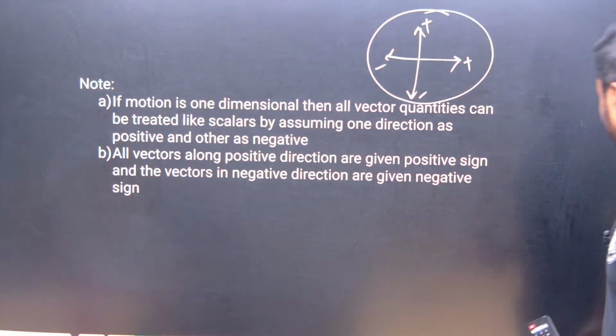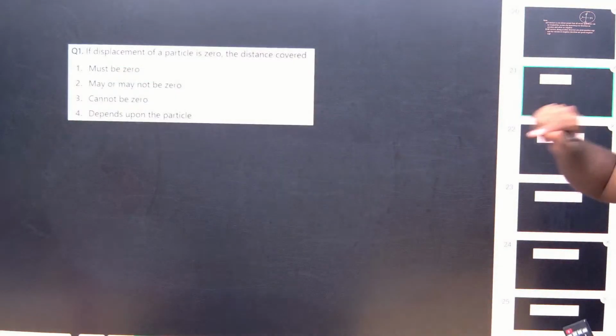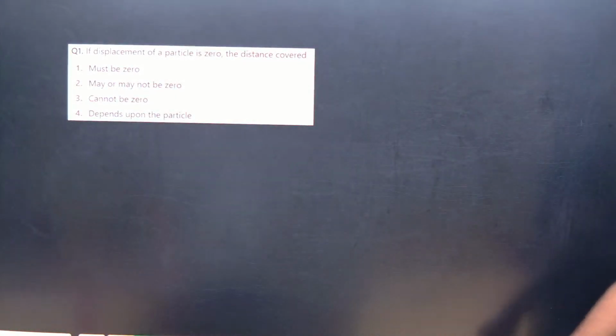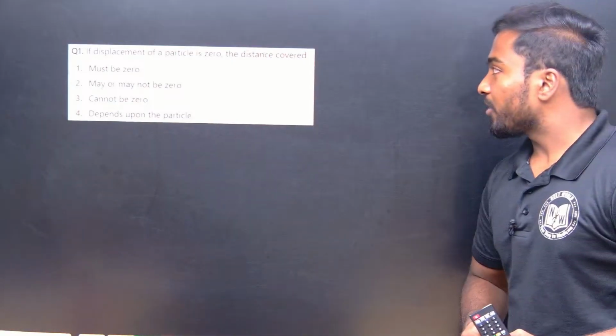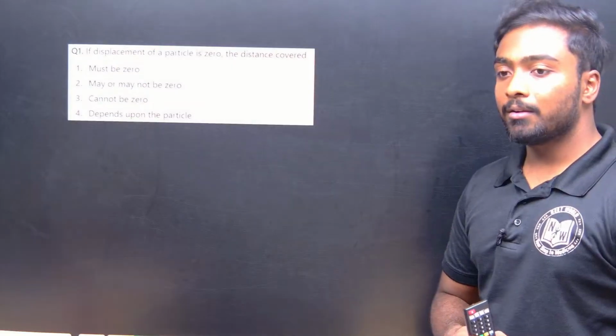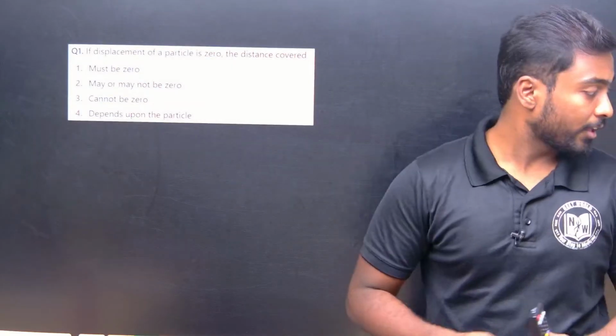Now we will go for the questions. The first question: if the displacement of a particle is 0, the distance covered, option 1, must be 0.